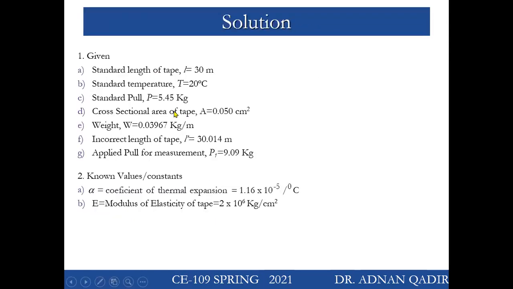Just jot down what you have. Standard tape length 30 meters, standard temperature 20 degrees centigrade, standard pull 5.45 kg, cross-sectional area 0.050, weight 0.0396 kg per meter, incorrect tape length 30.014, applied pull 9.09 kg. These are from your data and some standard values. And there are some known values like the coefficient of thermal expansion and the modulus of elasticity of the tape, 2 million kilogram per centimeter square.